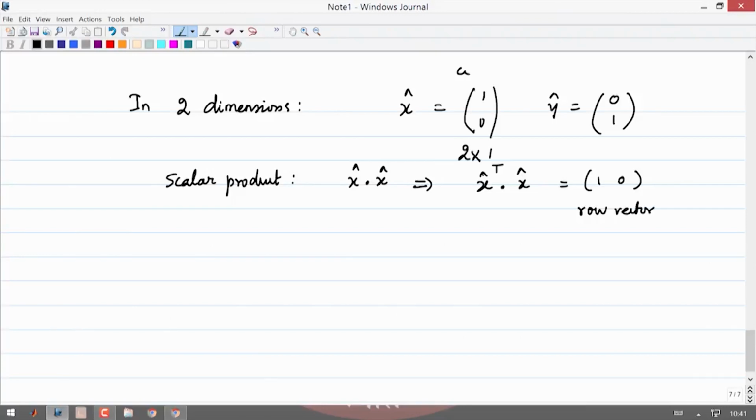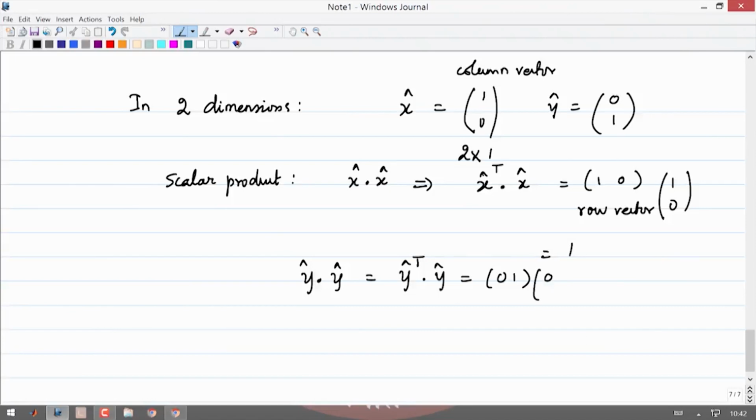This is a column vector, and the row vector multiplied by the column vector 1 0 gives you 1. Likewise, when you write y dot y in the matrix notation, it is the transpose of the column y representing the vector y multiplying the vector y itself, which is 0 1 multiplying 0 1 giving you 1.